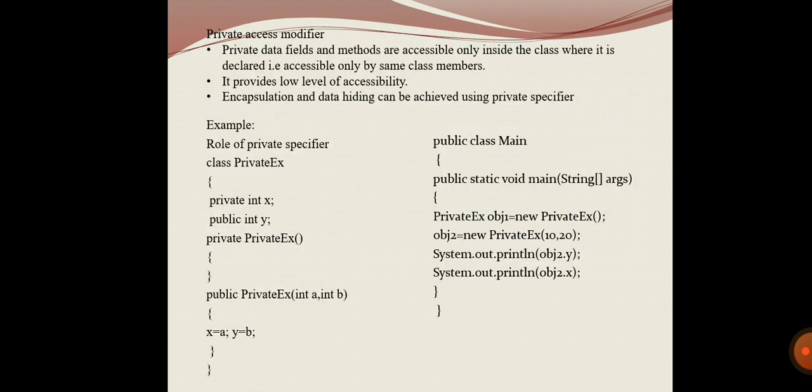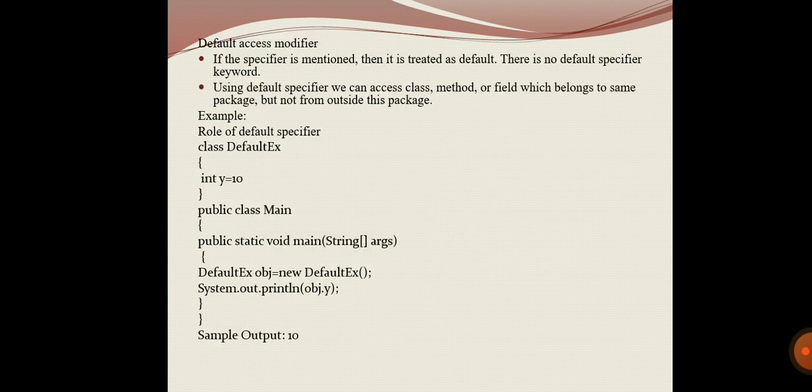Next is the example for the private access specifier. Private access specifiers are only accessible inside the class. It provides the lowest level of accessibility, and here encapsulation and data hiding can be achieved using the private specifier. So see the example.